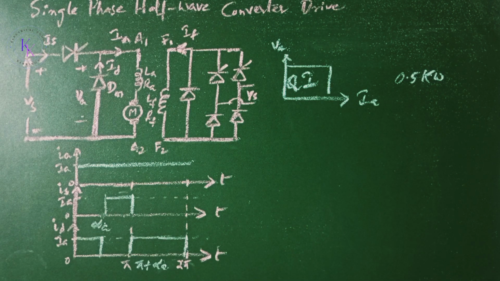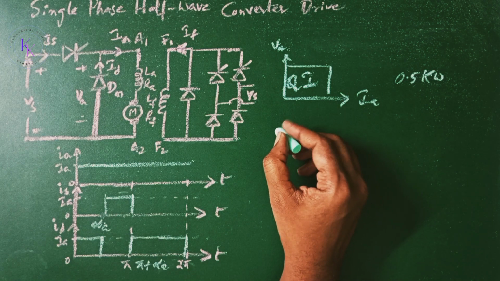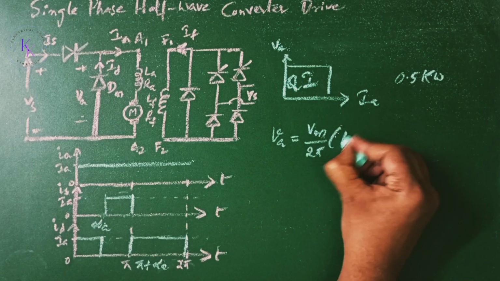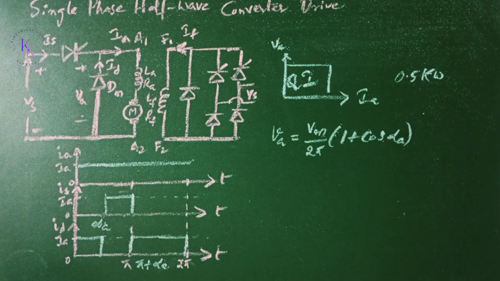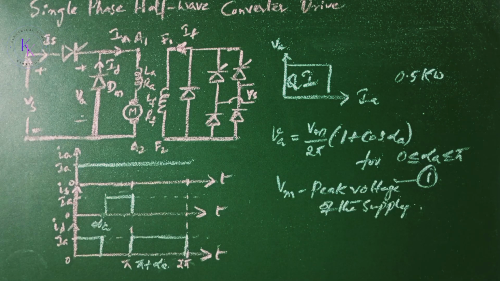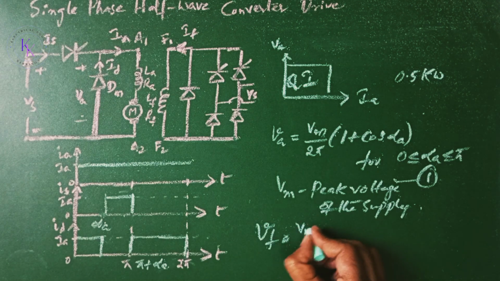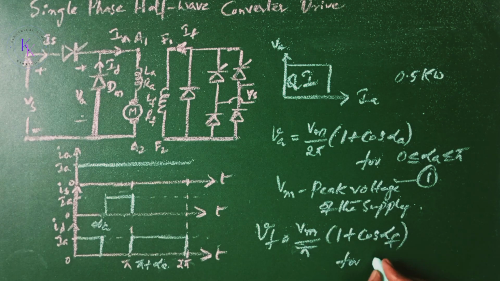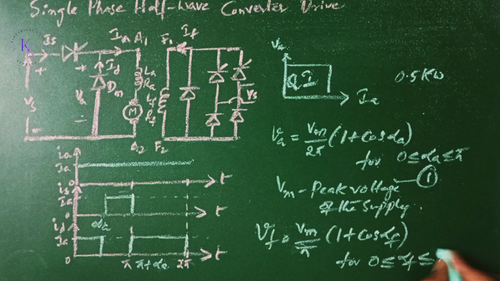A single phase half-wave converter in the armature circuit gives the average armature voltage VA equal to Vm by 2 pi times (1 plus cos alpha A), for alpha A between 0 and pi, where Vm is the peak voltage of the supply. With the semiconverter in the field circuit, the average field voltage Vf equals Vm by pi times (1 plus cos alpha F), for alpha F less than or equal to pi. That is equation number 2.